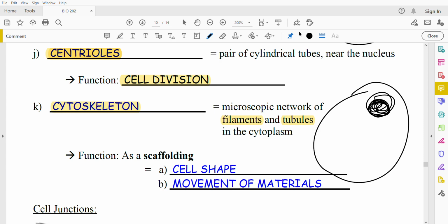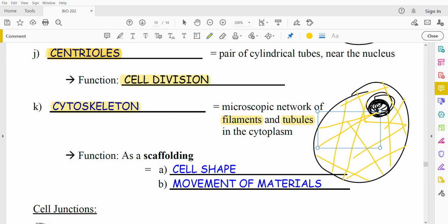So what does scaffolding do? Scaffolding gives us not only physical structure. If anyone, for example, has worked at construction sites, you see that there's scaffolding there. It helps stuff to stay in place, for example, if we need to climb up the walls or to the roof. So that gives the cell its structure. But in addition, materials can move along the cytoskeleton. It's almost like highways or paths for materials within the cell to travel as well. So that's the function of the cytoskeleton.